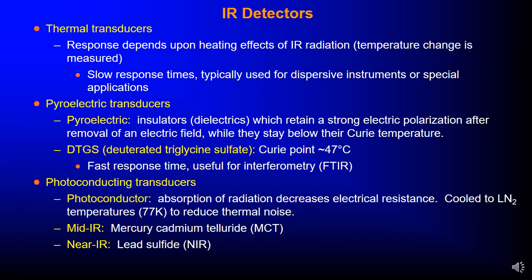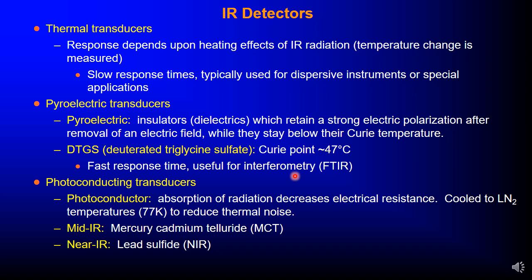The detectors, we have the thermal transducers. Response depends upon heating effects of IR radiation. Generally, they have slow response times, typically used for dispersive instruments or special applications. Then we have pyroelectric transducers, insulators which retain a strong electric polarization after removal of the electric field while they stay below their Curie temperature. Then we have the DTGS, deuterated triglycine sulfate, which is also under the pyroelectric transducers. They have a fast response time, useful for interferometry.